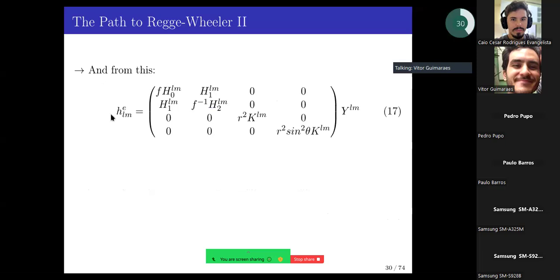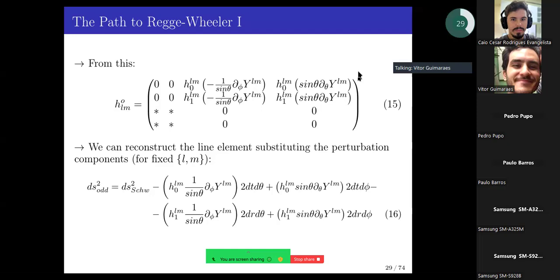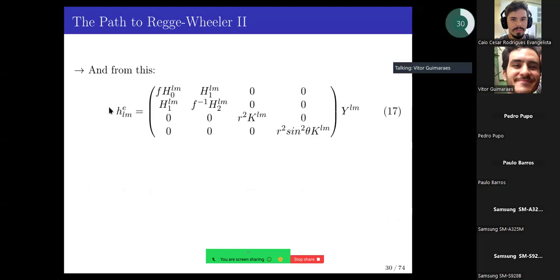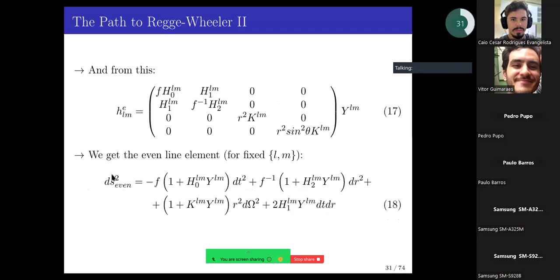From this, exactly as we did for the odd part, we can do the same thing for the even part, which basically gives us this. So this is the even line element: the line element of the even part of the metric perturbation, as if they were separate and not part of the same gravitational perturbation.